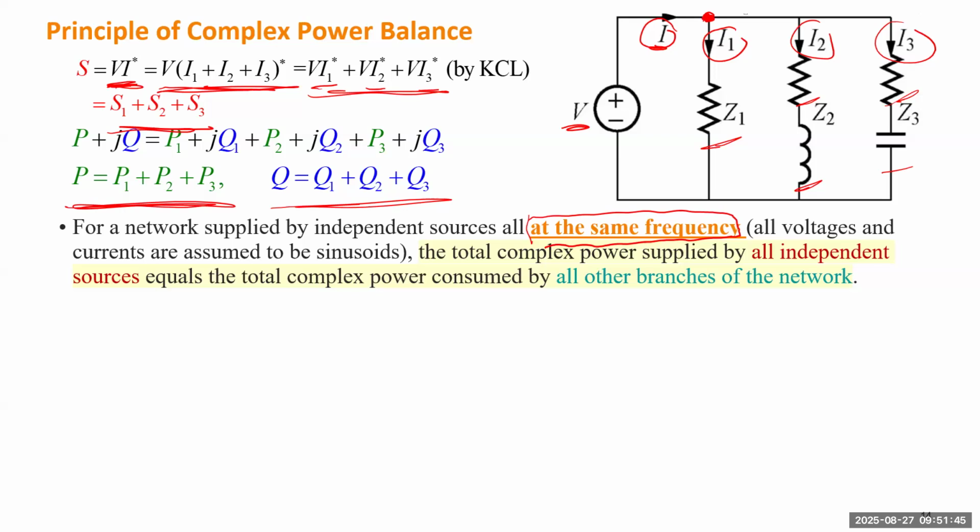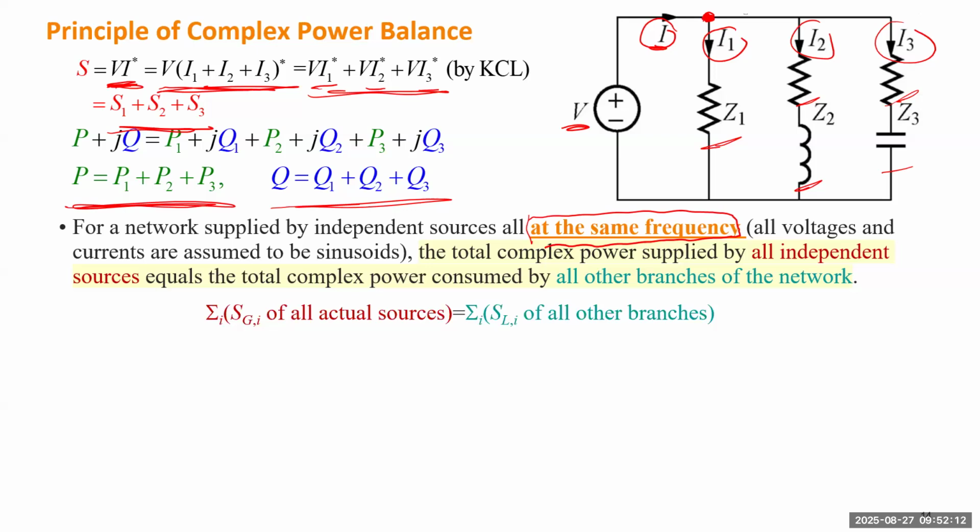branches. Which means for such a circuit, or any circuit more complex than this one, if you know exactly which is a source and which is not a source, you calculate the complex power for all sources like this one. The total will be equal to all the complex power consumed by the others. So that will give you this equation.